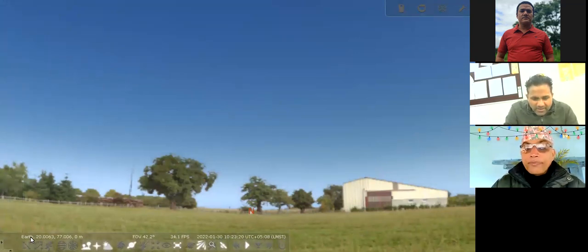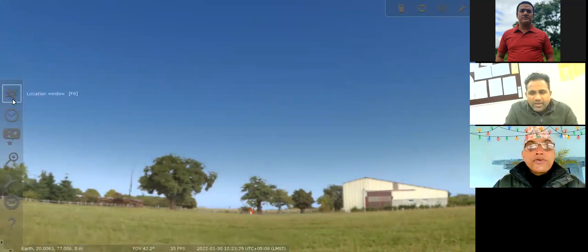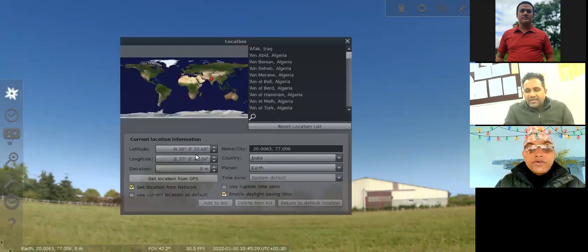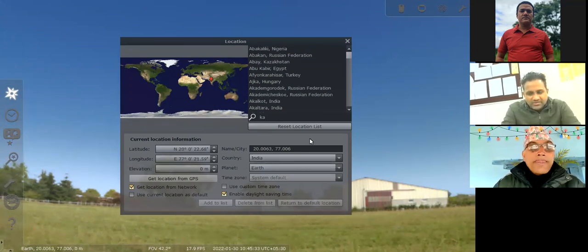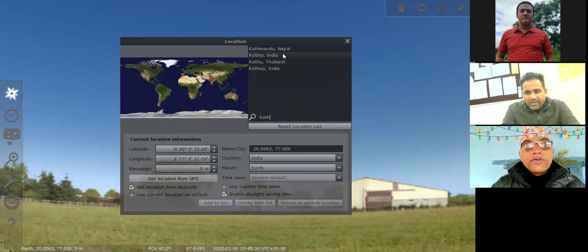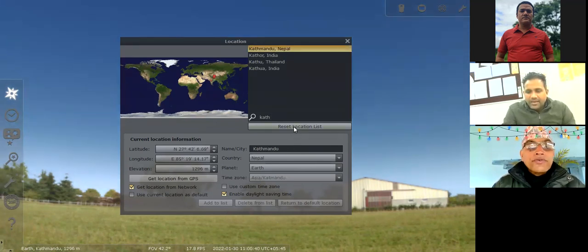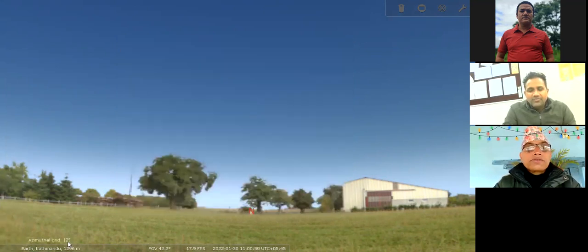So what is happening here? This is the earth. You can choose the time here also. Okay, you can choose the location here. So suppose this is the location window, and in the location window, I can choose it. Suppose I choose here Kathmandu, Nepal. Okay, so it is showing me the window of Kathmandu, Nepal.